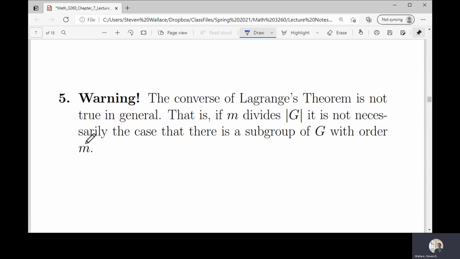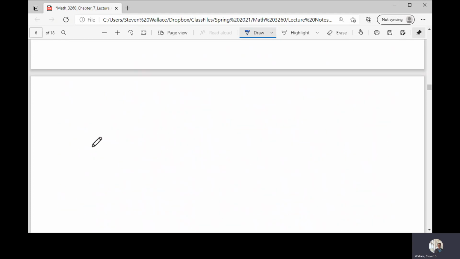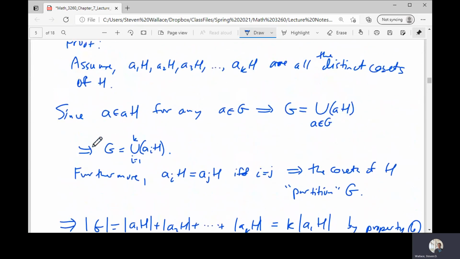All right. On the other hand, this is really important: the converse of Lagrange's theorem is not true. Okay, there are groups in which a factor of the order of G does not necessarily mean that there is a subgroup with that order. There are some where this is true, right? But let me give you some real quick examples here of Lagrange's theorem so you can see.